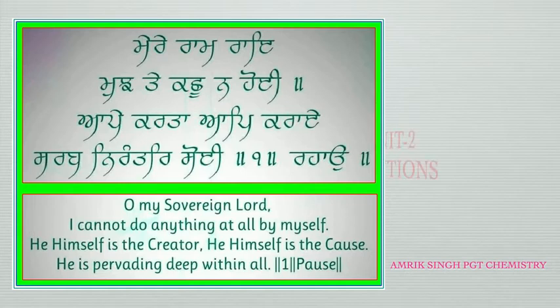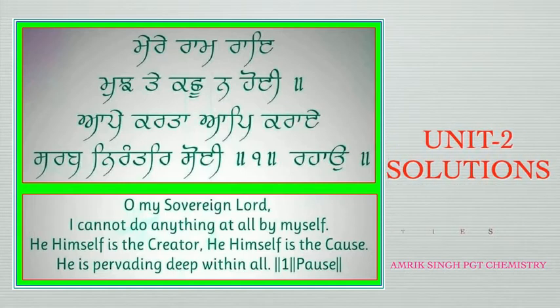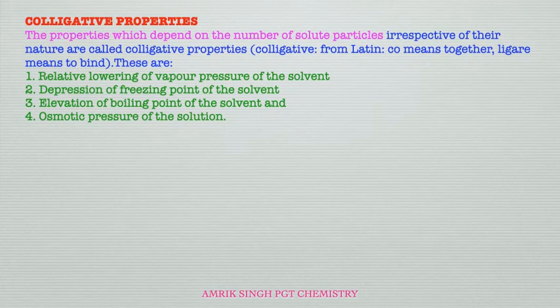Pause. Unit 2 Solutions. Part 3: Colligative properties. The properties which depend upon the number of solute particles irrespective of their nature are called colligative properties. There are four colligative properties. First is relative lowering of vapor pressure, second is depression of freezing point, third is elevation of boiling point, fourth is osmotic pressure. We are going to cover the first three here.